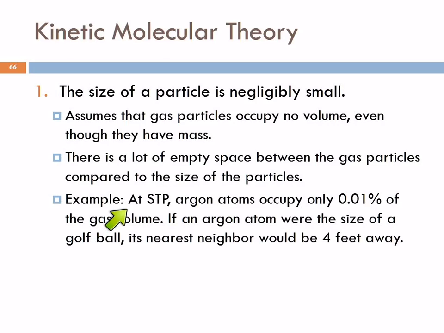At standard temperature and pressure, argon atoms occupy only 0.01% of the volume. That's a very small amount. What is the rest of the volume of the gas? It's nothing. It's not nothing in the sense that the air in this room is nothing. It's literally nothing. If an argon atom was the size of a golf ball, its nearest neighbor would be 4 feet away.